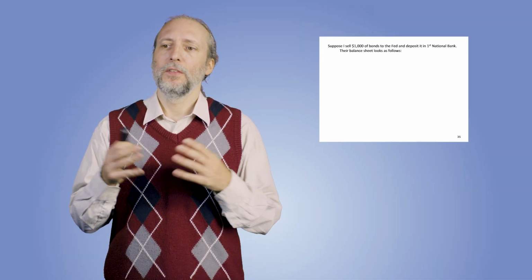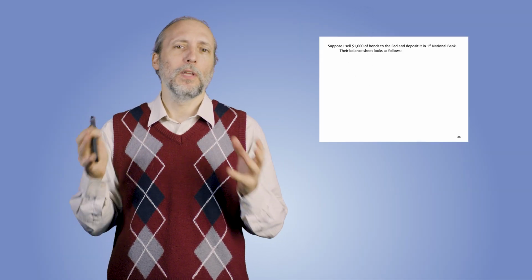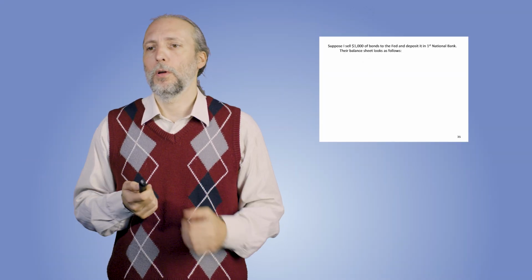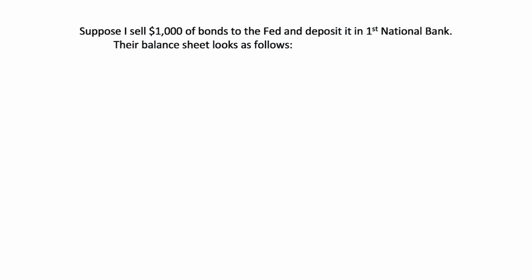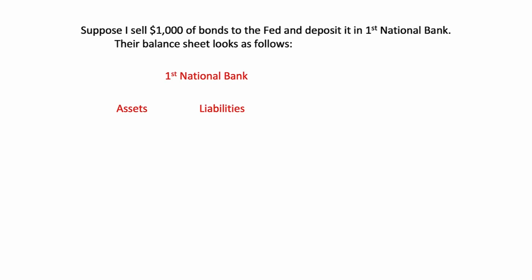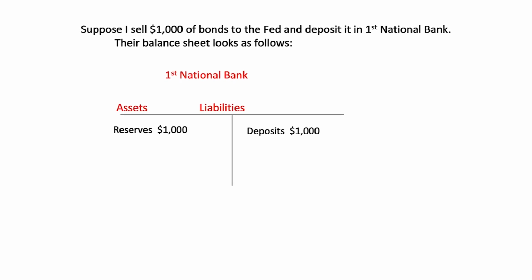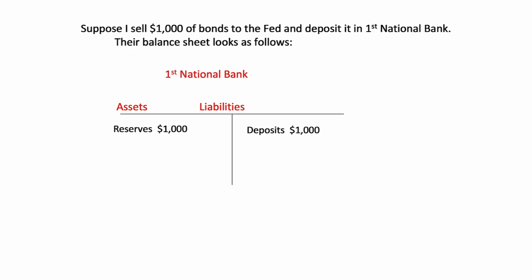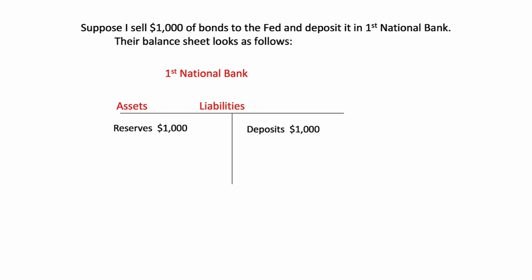So today what we want to understand is how this process of secondary money creation, or creation of money by commercial banks through credit, works. We're going to do a simple example. Suppose that the Fed deposits $1,000 into First National Bank. How will that affect the First National Bank? The new money created in this example will be $1,000.